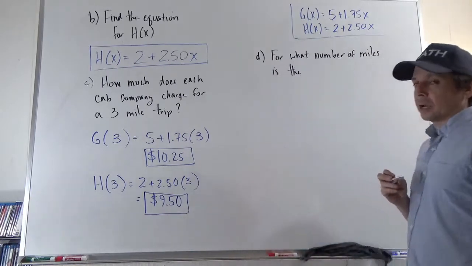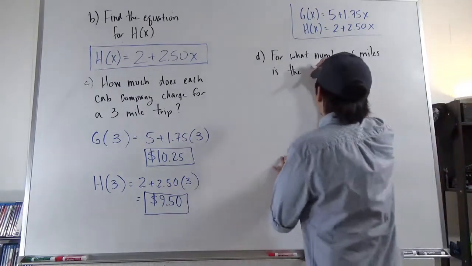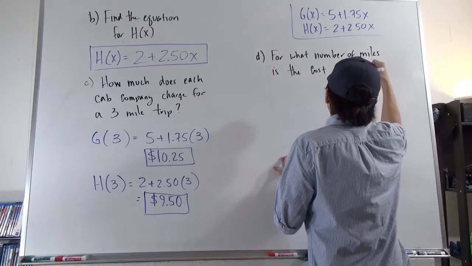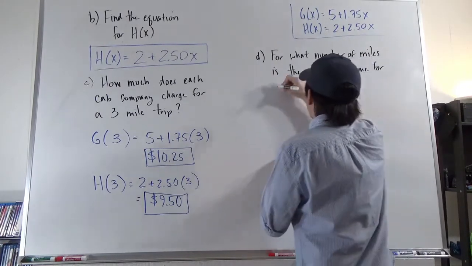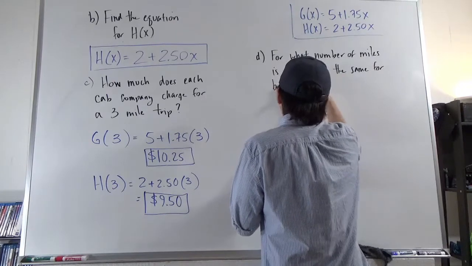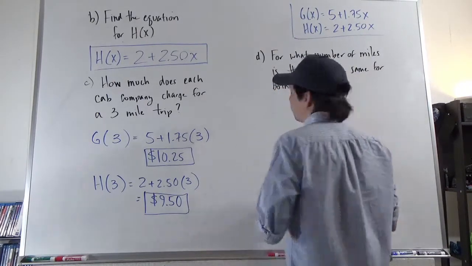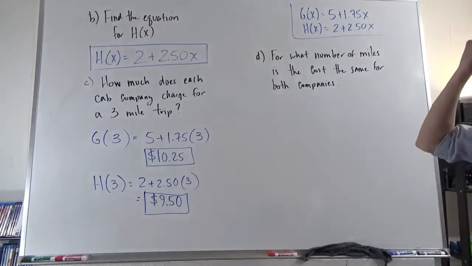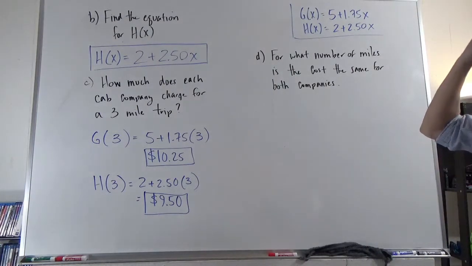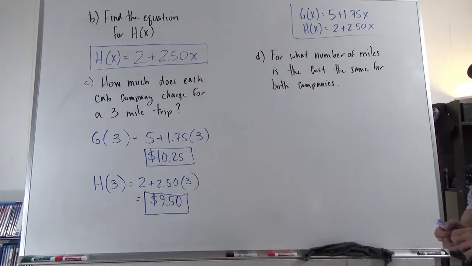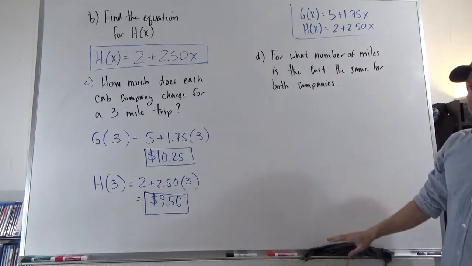For what number of miles is the cost the same for both companies? Okay, so it's a system, but we're going to handle it a little bit differently from the usual just solving a system, because we're treating Gary's and Harry's as a set of two equations.